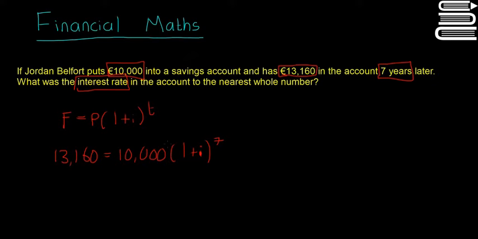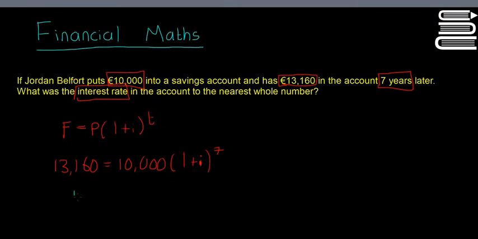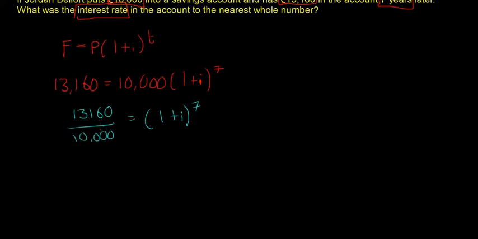But anyway, the first thing I'm going to do is I'm going to divide by 10,000. So we're going to get 13,160 divided by 10,000, and that's just going to be equal to 1 plus I to the power of 7. Right? So that just gets rid of the 10,000 in front of this, and we're left with, what number do we have here? Left with 1.316 is equal to 1 plus I to the power of 7.